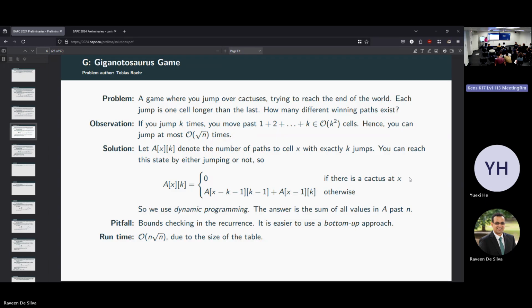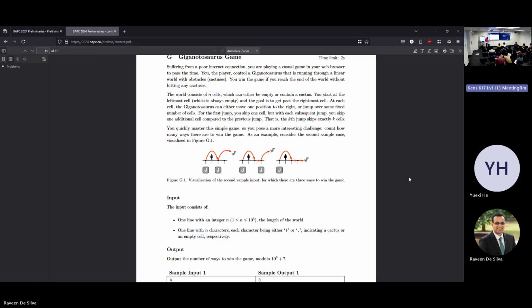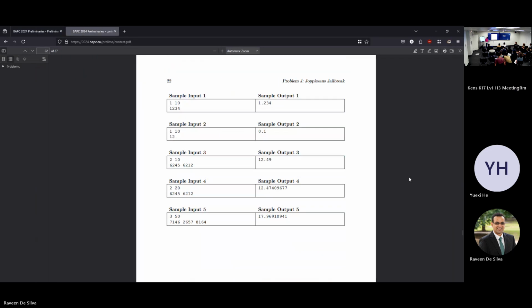Cool. So we get n times the square root of n, that being the size of the table, and each of those subproblems was treated in constant time, so it contributes only a constant factor to the complexity. Cool. L is next. Okay. Cool. I do not remember problem L.